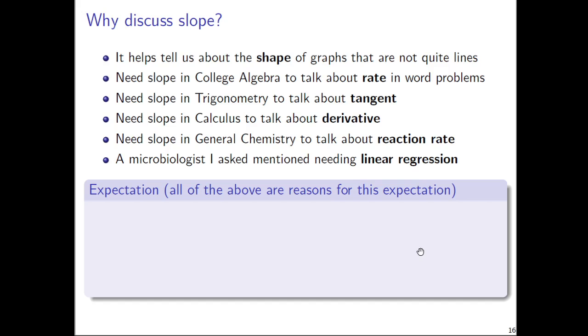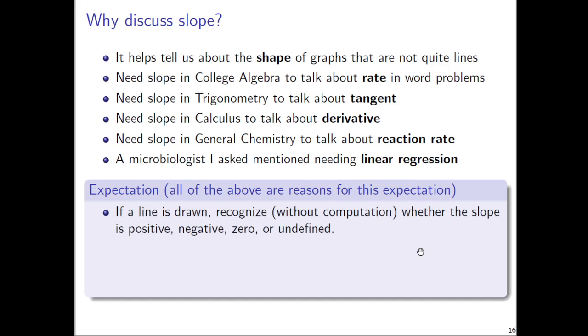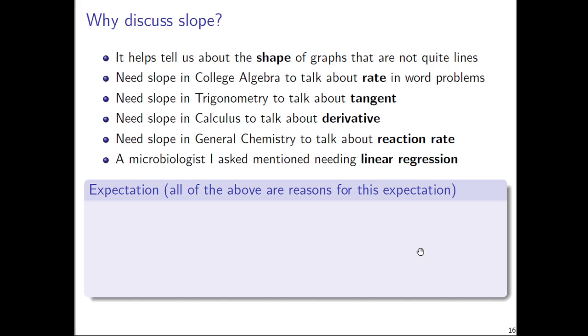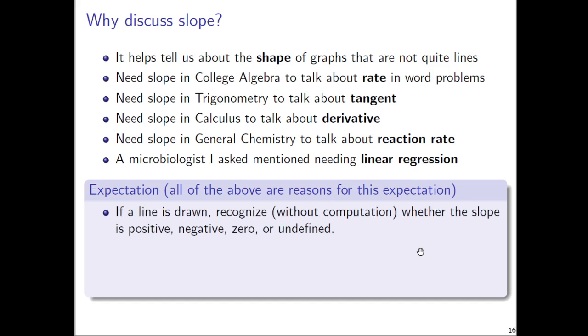And I have the following expectation. Even if you wouldn't take some of those classes in the future, and you never know, all the applications of slope listed above are good reasons to have this expectation. It's actually a multi-part expectation. If a line is drawn, if you just see me draw a straight line, or somebody draws a line for you, I want you to recognize, without doing any computation, whether the slope is positive, negative, 0, or undefined.